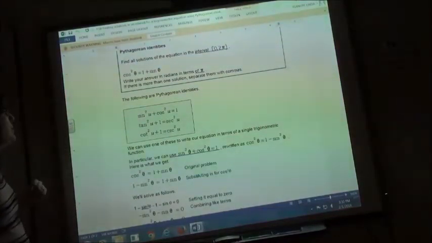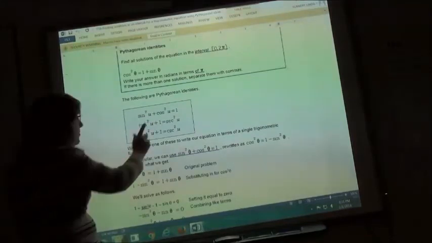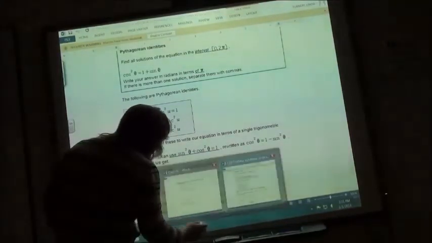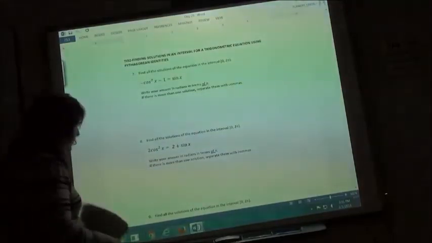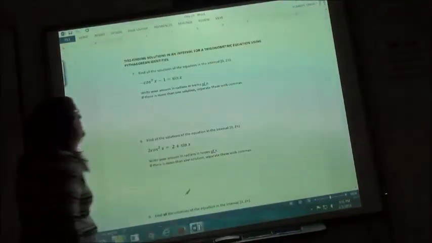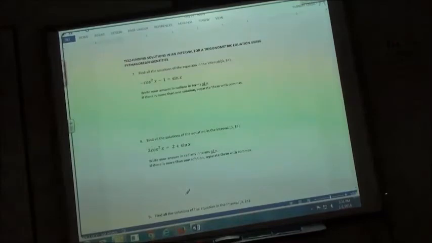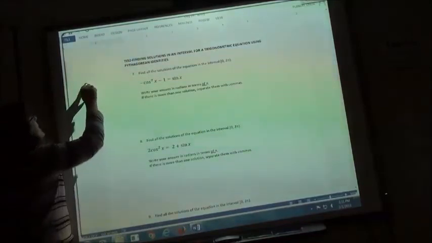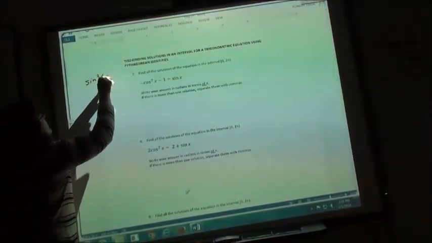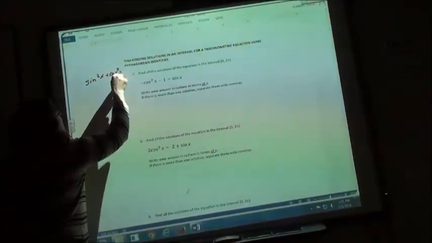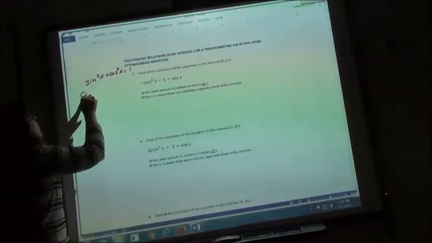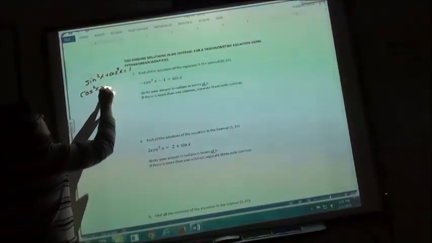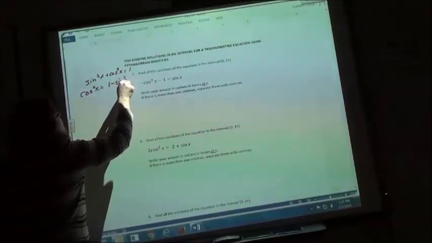Normally we want them in terms of sine and cosine. So keep those in mind. So we have negative cosine squared of x minus 1 equals the sine of x. If I think about my Pythagorean identity, sine squared of x plus cosine squared of x equals 1, so the cosine squared of x is going to equal 1 minus the sine squared of x.